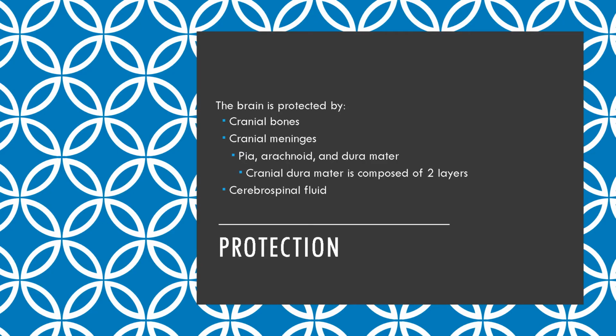The cranium and the cranial meninges surround and protect the brain. Now, the meninges are layers of membrane that cover and protect your brain and spinal cord. The cranial meninges are going to be continuous with the spinal meninges, and they have the same basic structure, and the layers have the same names. There's going to be an outer dura mater, a middle arachnoid mater, and an inner pia mater. However, the cranial dura mater has two layers, where the spinal dura mater only has one.